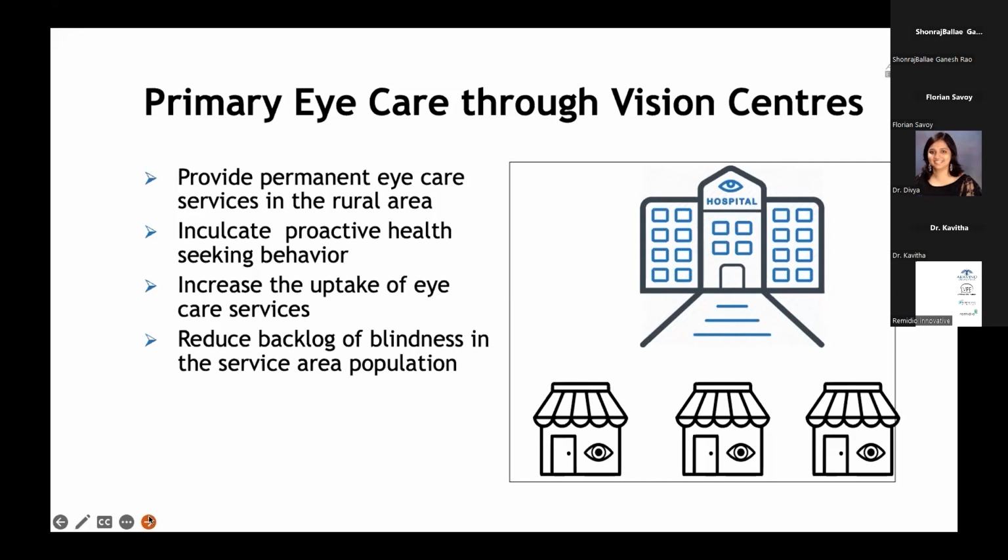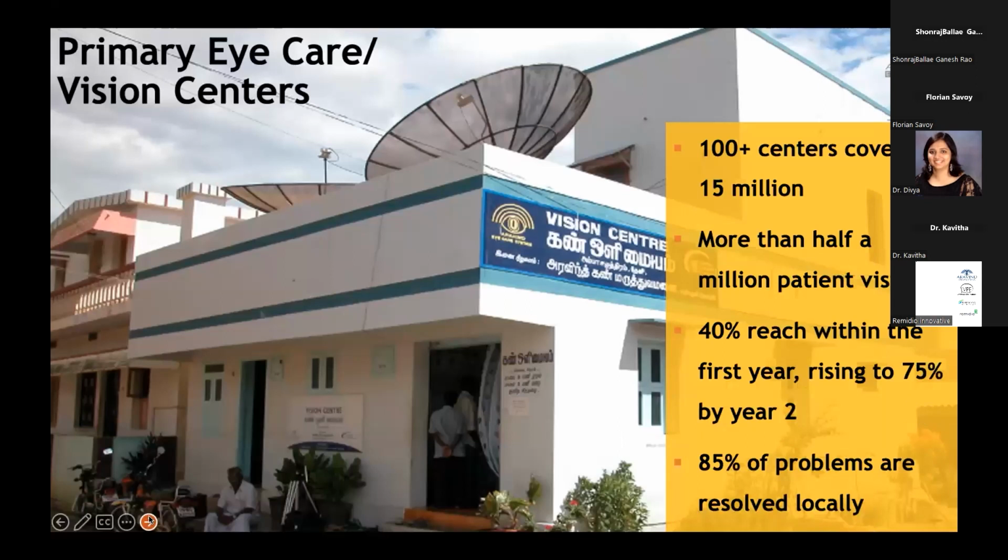All these vision centers provide permanent eye care services to the rural area, and they help in inculcating proactive health-seeking behavior in the population of that village or around it. This increases the uptake of eye care services and helps in reducing the backlog of blindness in the service area population. These vision centers are around 50 or 100 kilometers away from the main hospital. As of now, we have 100 plus centers covering 15 million population, and more than 500,000 patients visit these vision centers in a year.